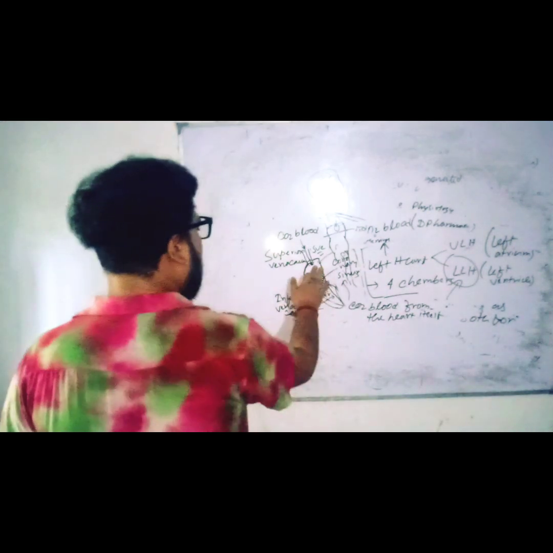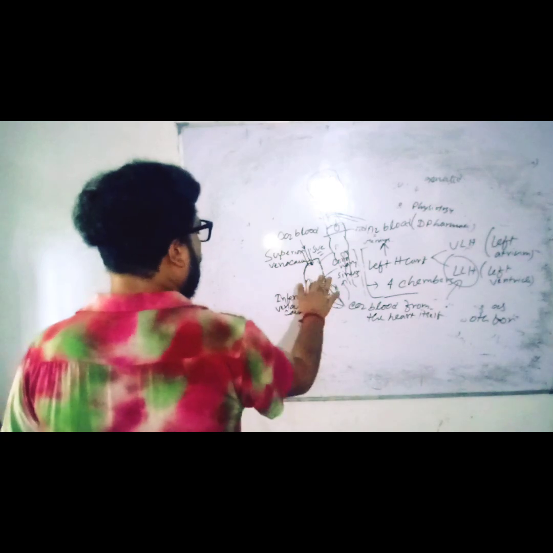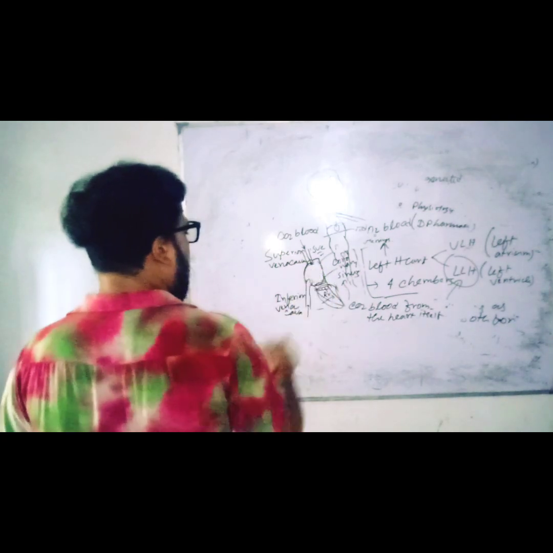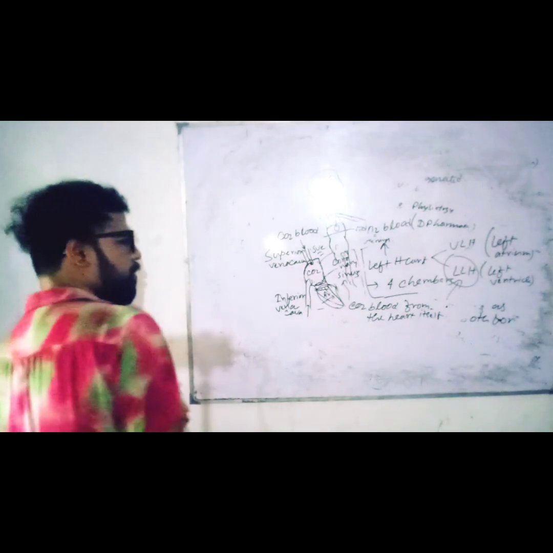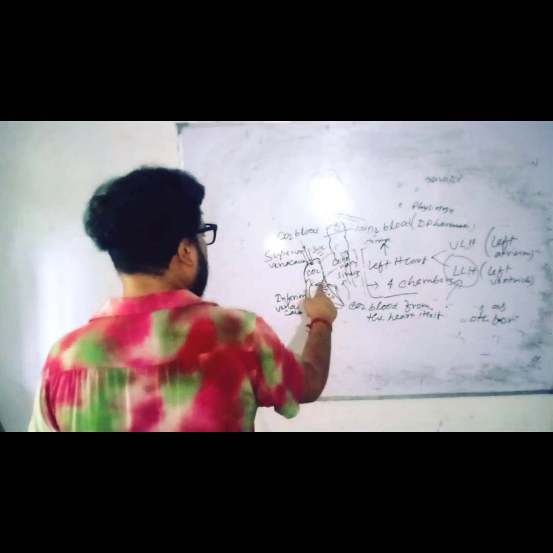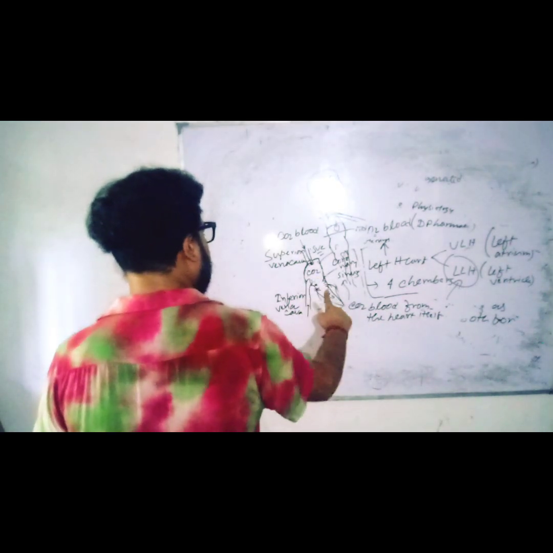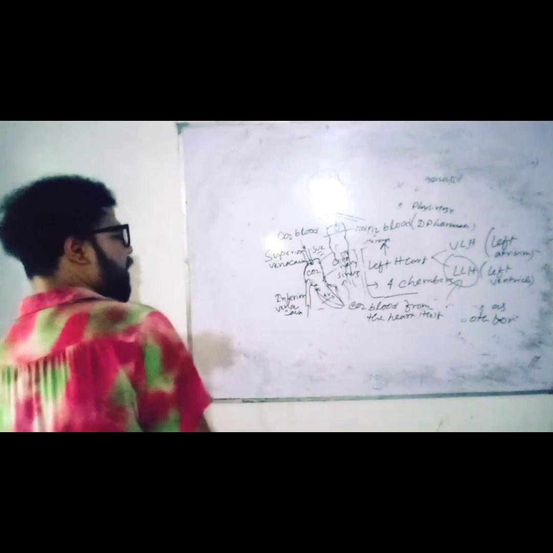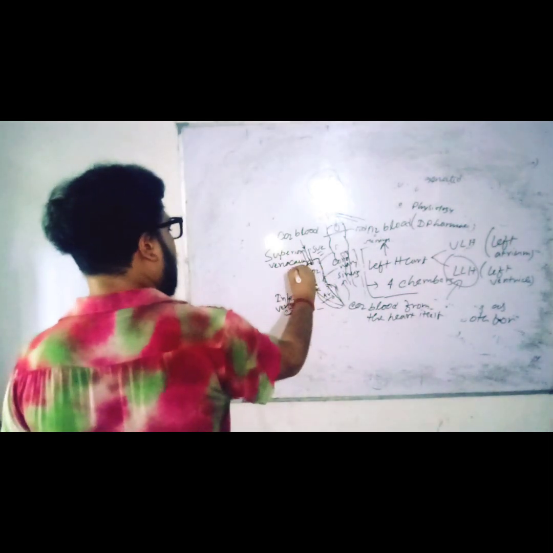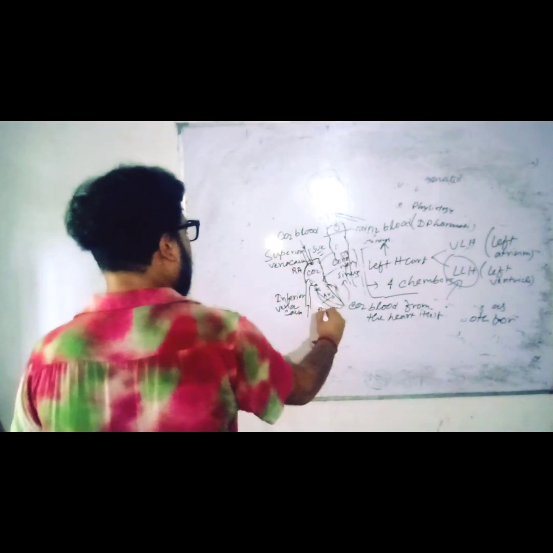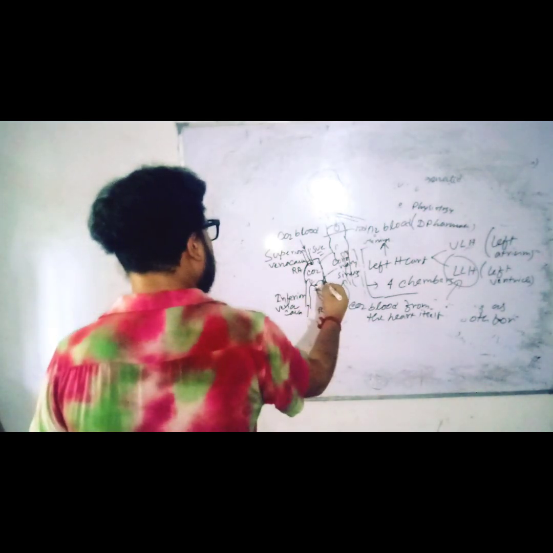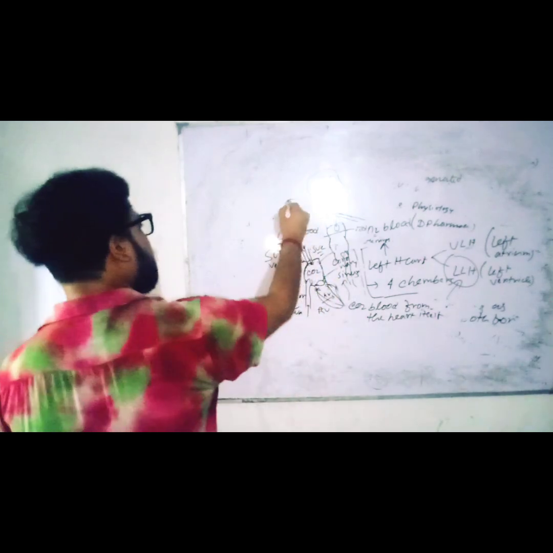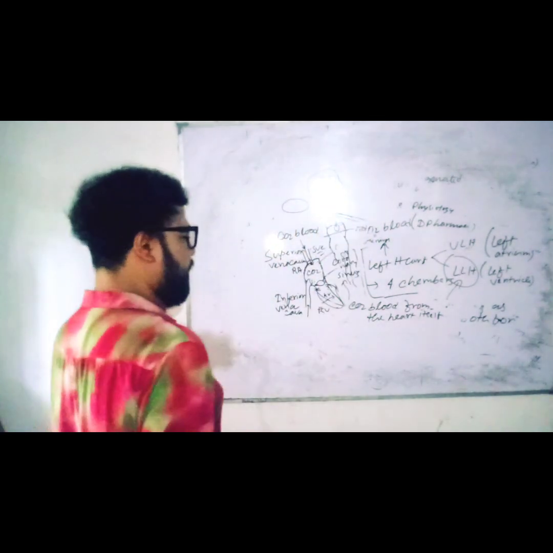Now, after getting fed with the CO2 blood, there is a connection between the right atrium and right ventricle. And this connection looks like an annular ring. Annular ring means আংটির মতো দেখতে.